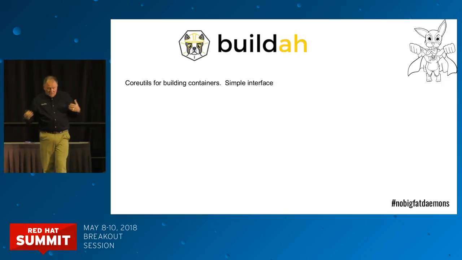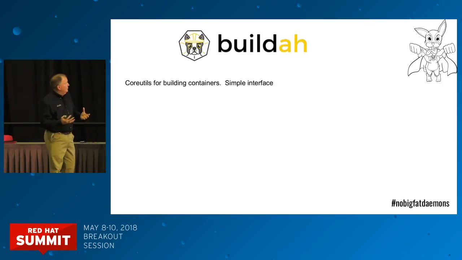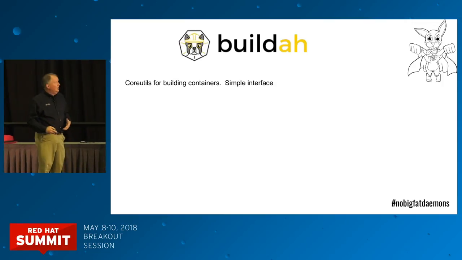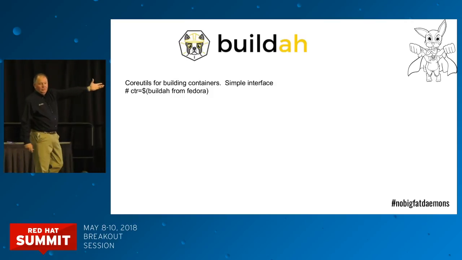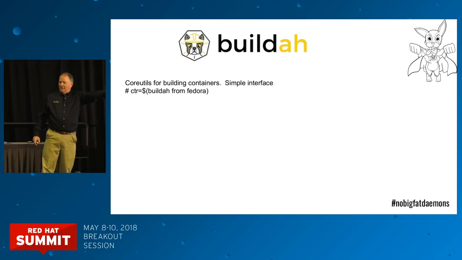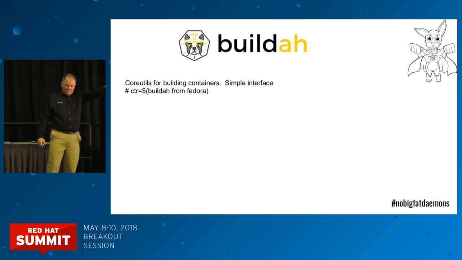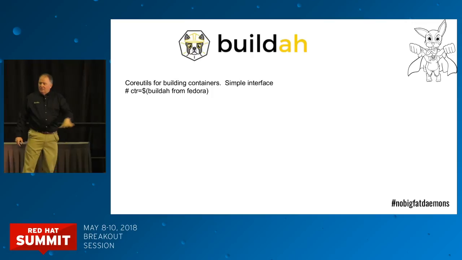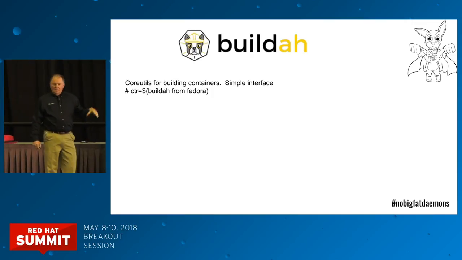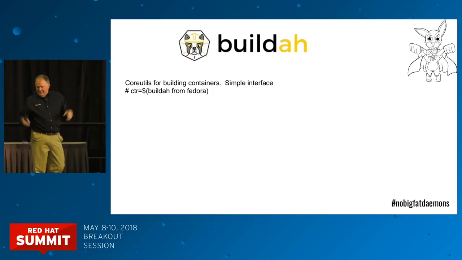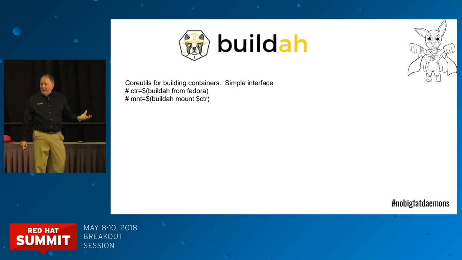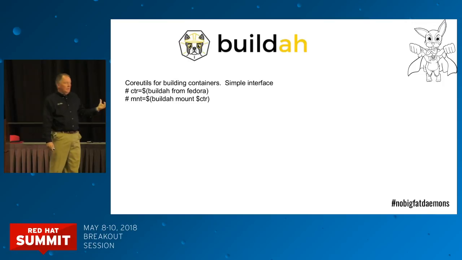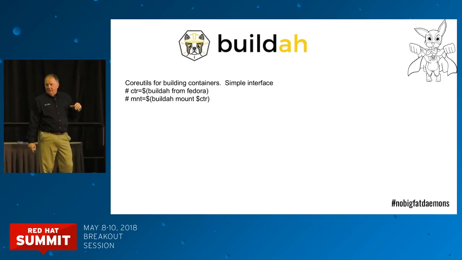So Buildah, it's core utilities for building container images. We wanted a simple interface. So I basically say Buildah from Fedora. It goes out using containers image, pulls the OCI image for Fedora off of a registry, pulls it to the local system, installs it on top of container storage, and creates a Buildah container that you can then use. Then I want to mount the container, so I'm going to create a mount point on the system, so I do buildah mount container.